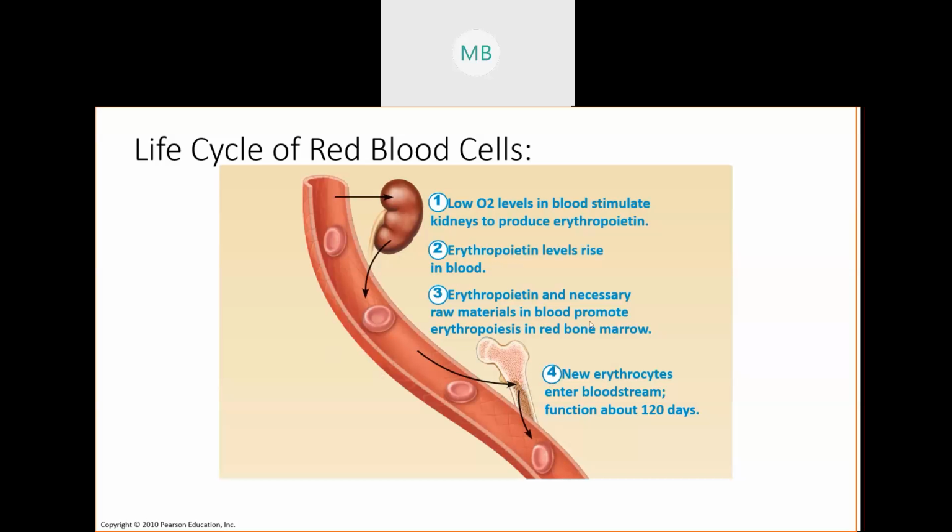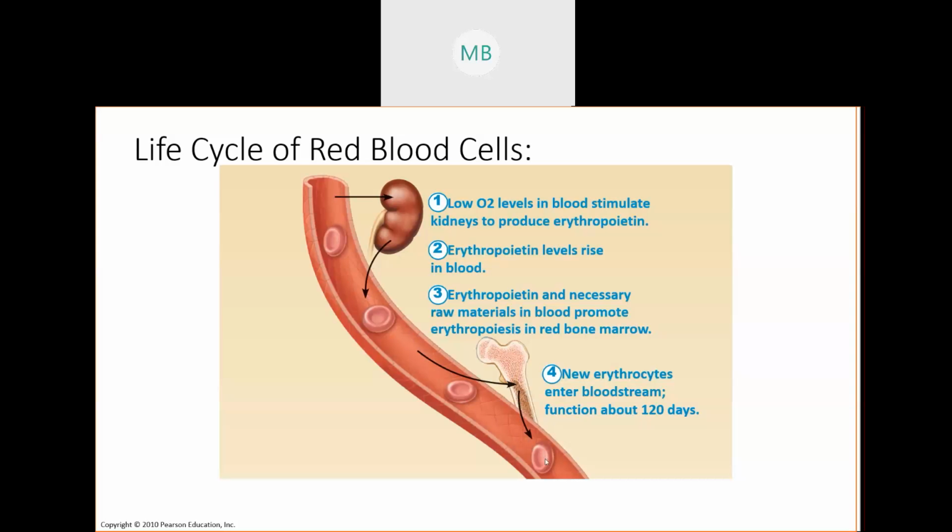taken by your red bone marrow, and a process called erythropoiesis, or the creation of red blood cells, will begin in your bone or red bone marrow. And then from there, once the erythropoietin has caused erythropoiesis, new erythrocytes, or red blood cells, are going to be made in your red bone marrow. They're going to be released back into your bloodstream, and then they're going to do their job.